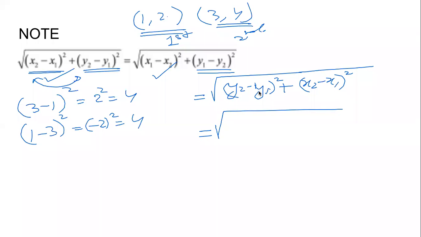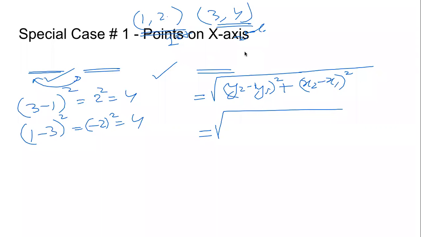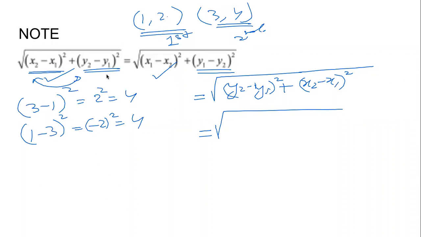What Chandra typed in the chat is correct. Now, if we start from this formula and we just change the order of the terms, we can also say it is y1 minus y2 whole square plus x1 minus x2 whole square. This is the beauty of this formula.